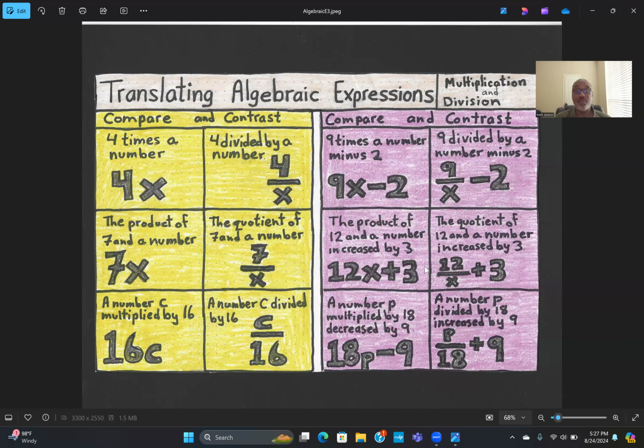You have been given quite a bit of information. I wouldn't blame you if you need to pause the video to process things or replay this video as many times as you need to gain a deeper understanding of translating algebraic expressions as it relates to multiplication and division.